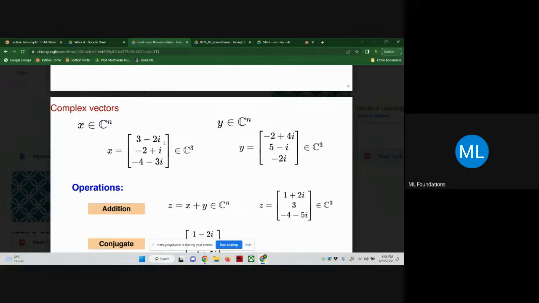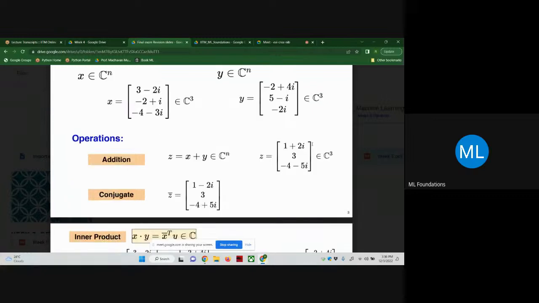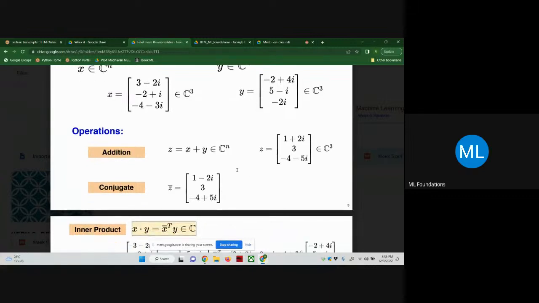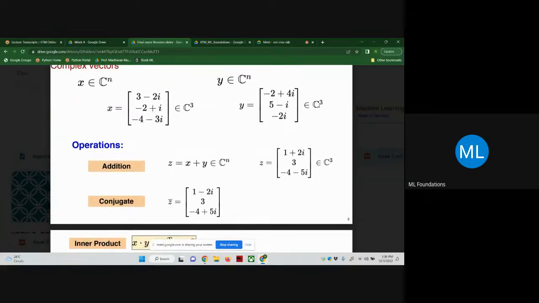Okay, so basically the real vectors are also a subset of these complex vectors. In this particular case, we have x belongs to C3 and y belongs to C3, the three-dimensional space. The addition of two vectors is direct. We just add them: in this case, 3 minus 2 gives you 1, and minus 2i plus 4i gives you plus 2i. Similarly, you add the other complex numbers.